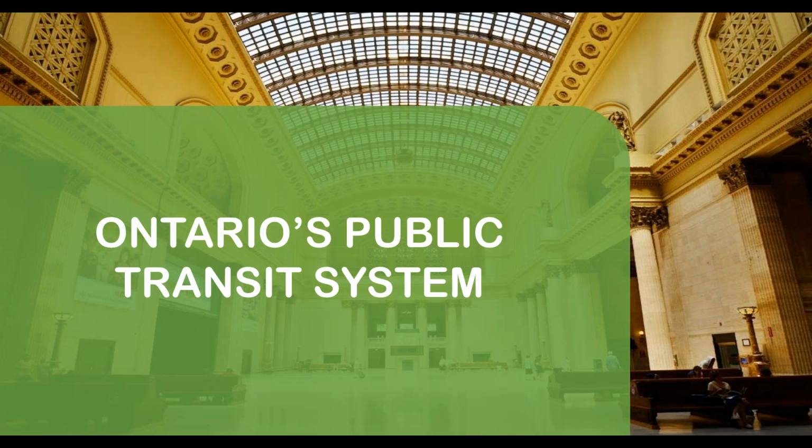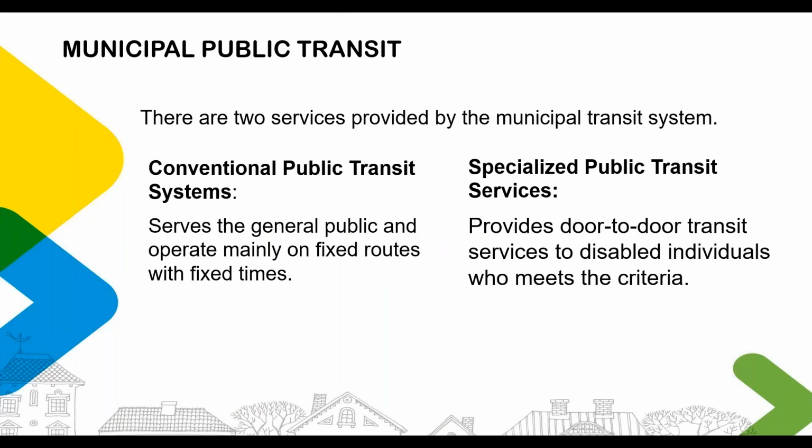The Ontario public transit system has two services provided by the municipal transit system: the conventional public transit system, which serves the general public and operates mainly on fixed routes with fixed times. And then we've got specialized public transit services. These provide door-to-door transit services to disabled individuals who meet the criteria.